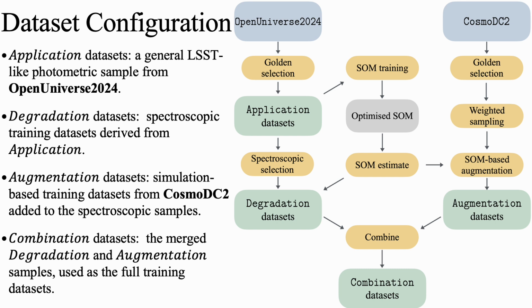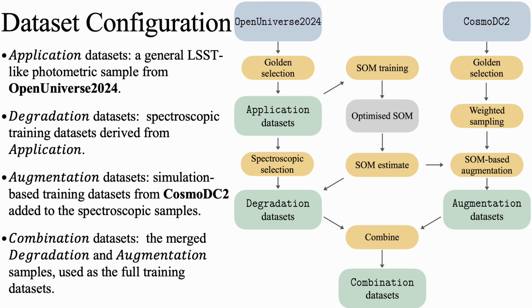We provide a wide array of possibly available spectroscopic surveys to investigate the effects of the spectroscopic selection function on photometric redshifts. The augmentation datasets are simulated Cosmos DC2 galaxies, which are added to our spectroscopic samples. After merging the degradation and augmentation datasets, we will have a more representative dataset for training photometric redshifts, referred to as the combination datasets.